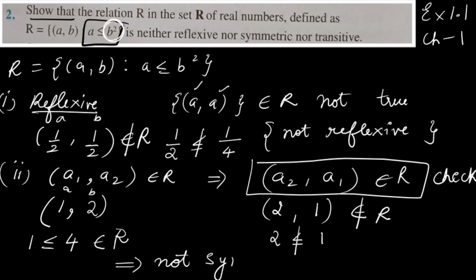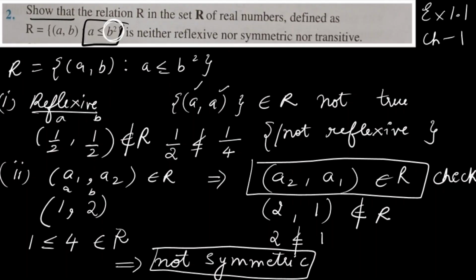So that's what we have to show. It's already given that the relation is not symmetric, not reflexive and not transitive. So we have shown that this one is not symmetric and not reflexive. Now let's do it for transitive also. The third one is transitive.